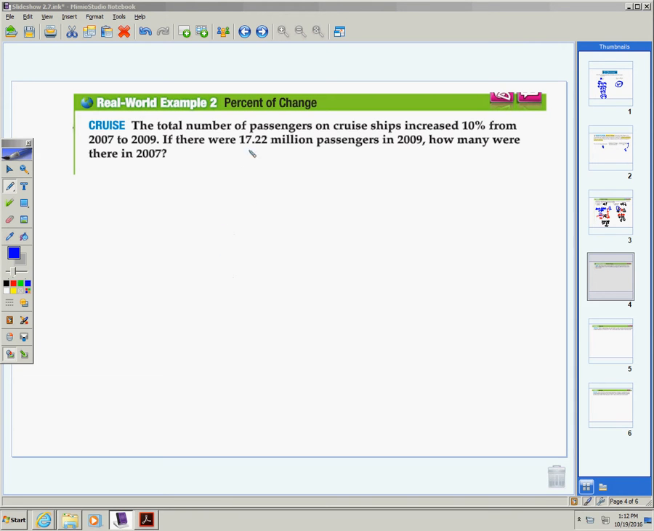We've got a word problem. The total number of passengers on cruise ships increased 10% from 2007 to 2009. And if there were 17.22 million passengers in 2009, I want to know how many there were in 2007.